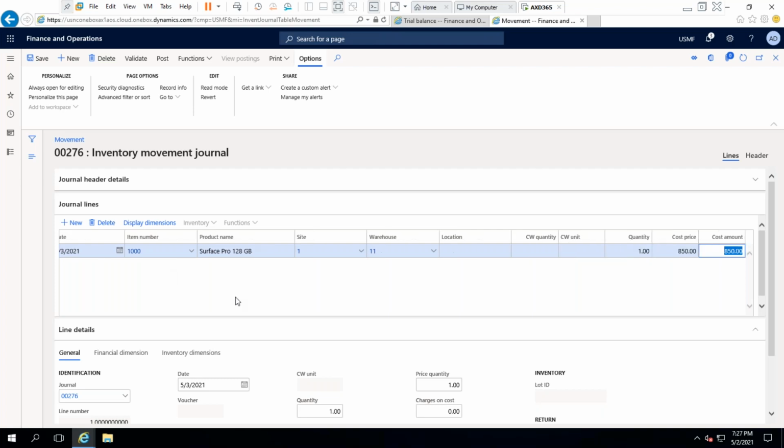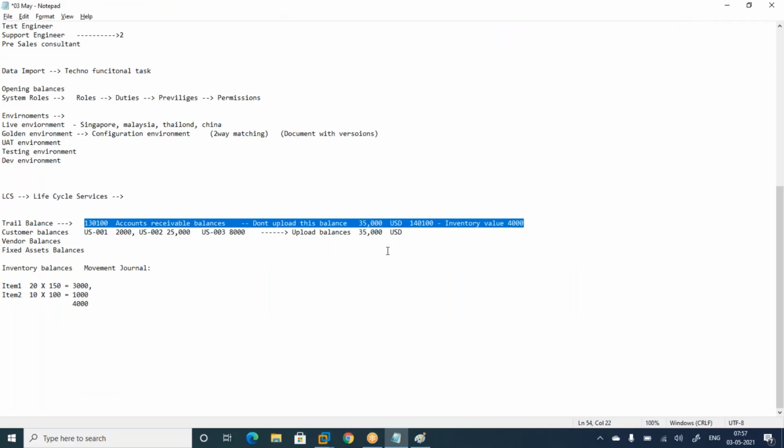First you need to upload the inventory balances, then that value automatically goes to the trial balance, correct? So no need to upload the GL balance. No need to upload the GL balance, correct? Yes, that's what I mean to say. So no need to upload the GL balance.